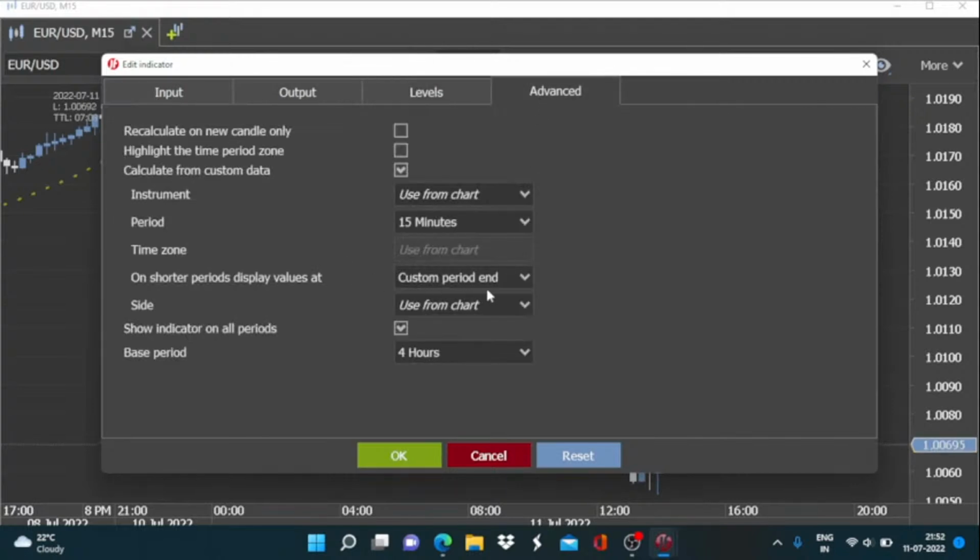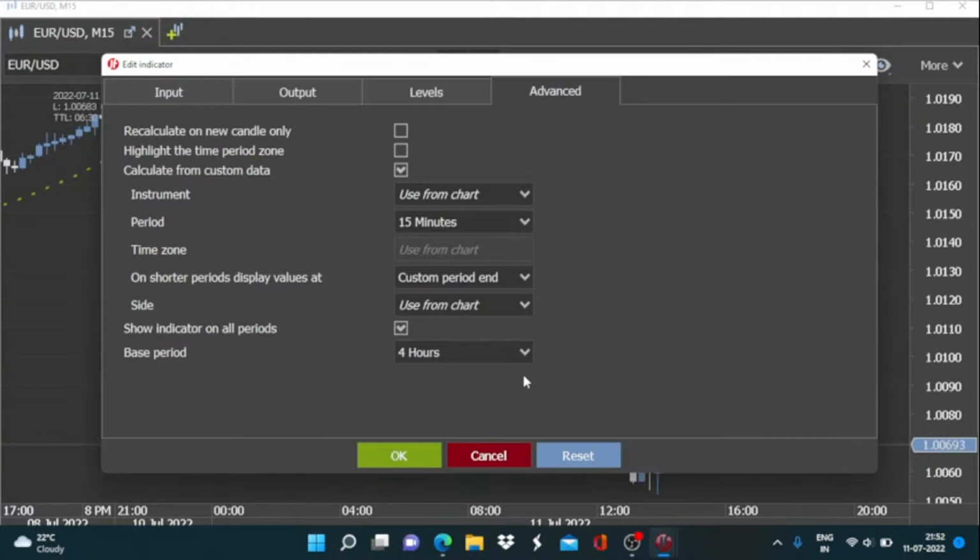Advanced options. Now coming to shorter period values, you can display values at custom period end, or you can keep it fixed to custom period start, custom period middle, or each candle. So all these options are there. Side is spread side, the ask side or the bid side. You can use it from the chart or you can keep it defined to ask and bid.